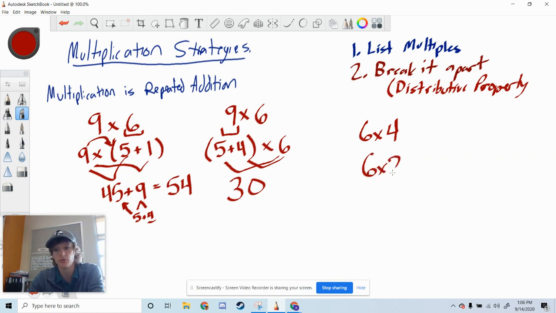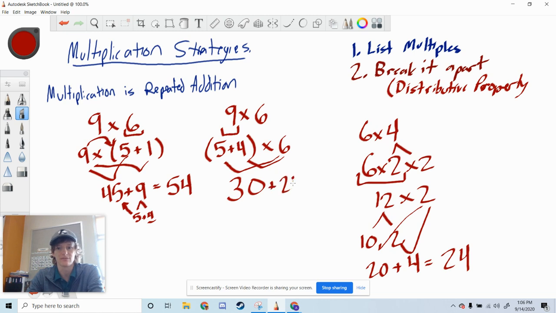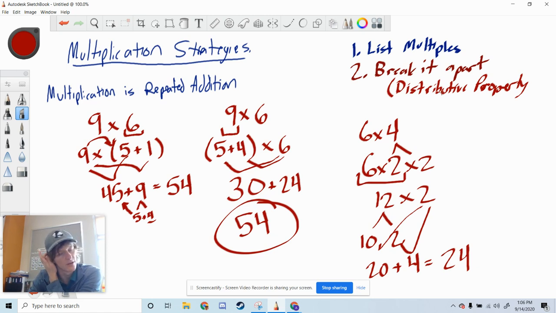I know what 6 times 2 is, and this will be whatever that is, times 2. I broke 4 into 2 and 2. So I know 6 times 2 is 12, and then we'll do 12 times 2. In order to do 12 times 2, I might break this into 10 and 2. I know that 2 times 2 makes 4. I know that 2 times 10 makes 20. So that's 24. So then 4 times 6 was 24. And when I add these together, I should get 54 again. Okay, so that's breaking those numbers apart and maybe doing smaller versions of them.